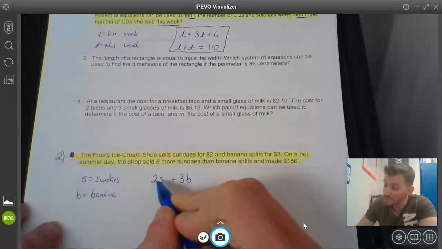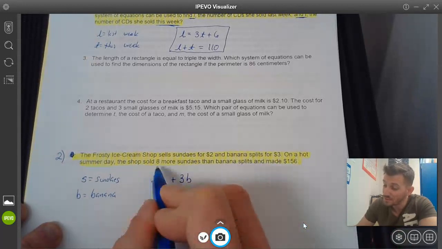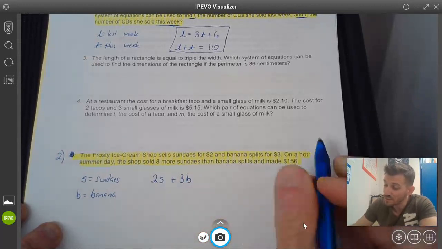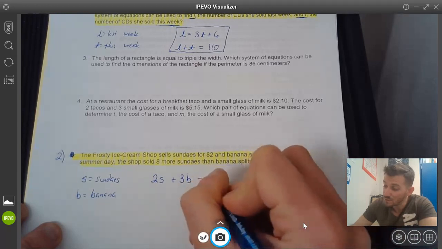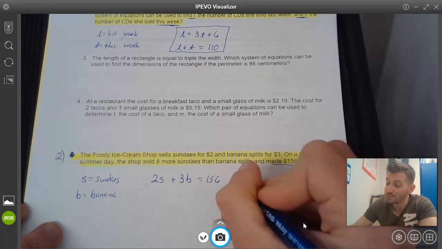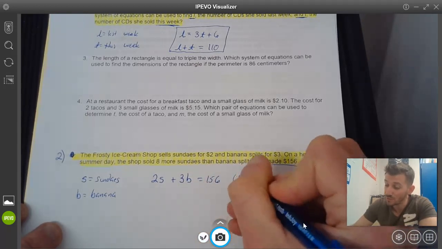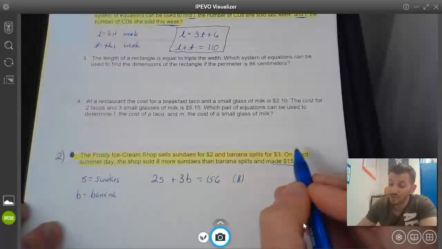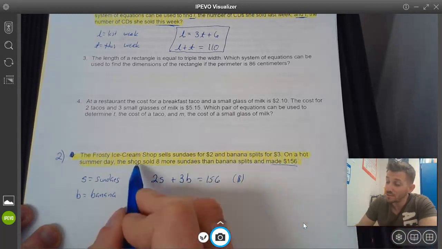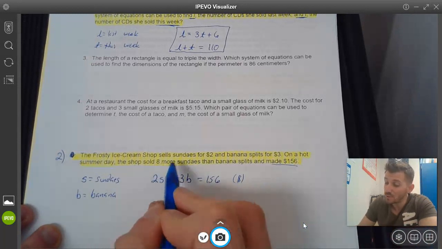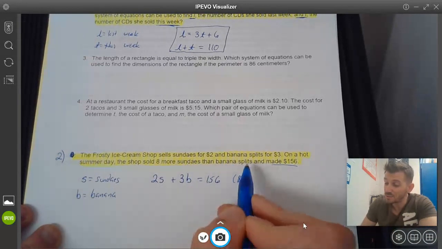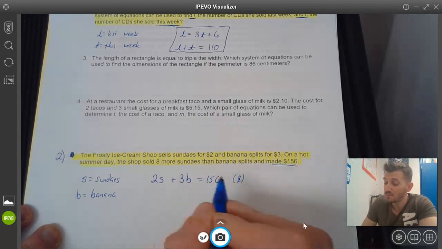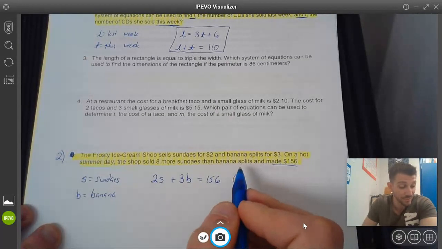This is all money, $2, $3, and she made 156. So equals 156. Notice all of this equation dealt with money. The other equation is a little tricky. You got to read into it. The shop sold 8 more Sundays than banana splits. 8 more Sundays than banana splits.